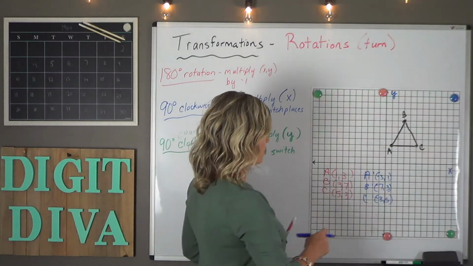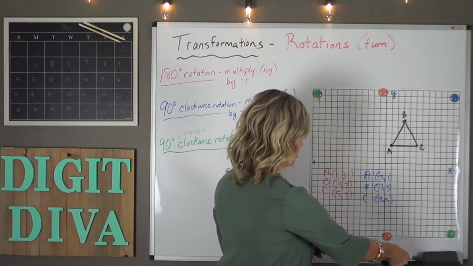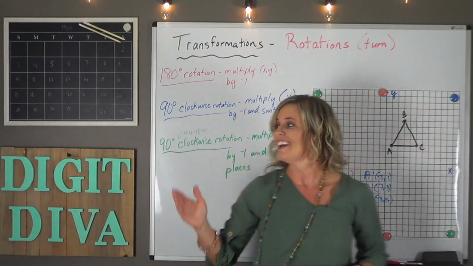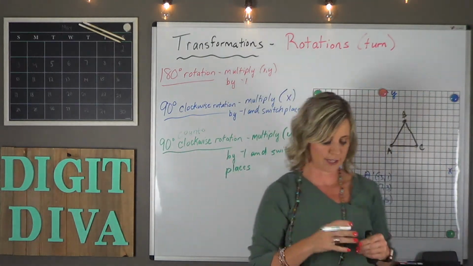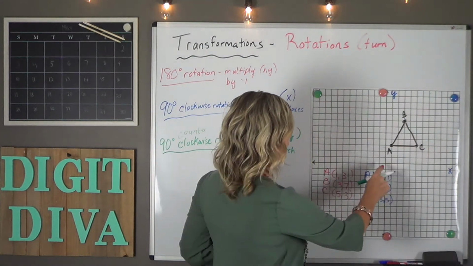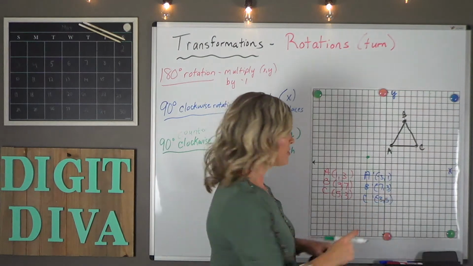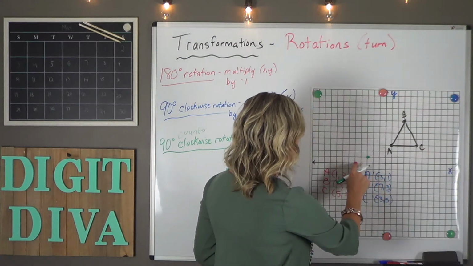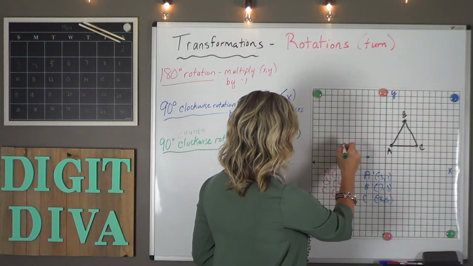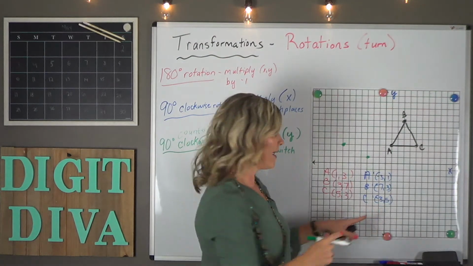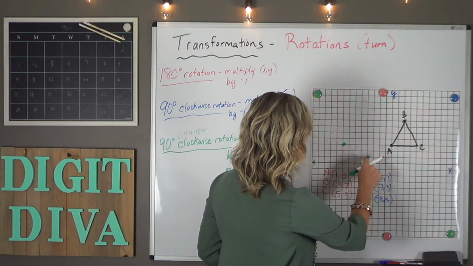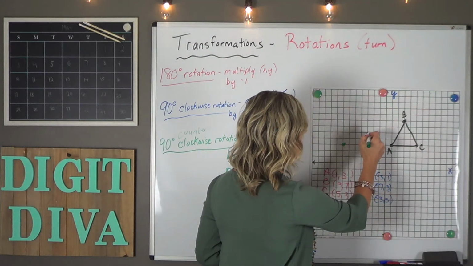So let's plot those points, and this time I'm going to use green. This is the 90-degree counterclockwise rotation. Negative 3 and 1. Negative 7 and 3. Negative 3 and 5.